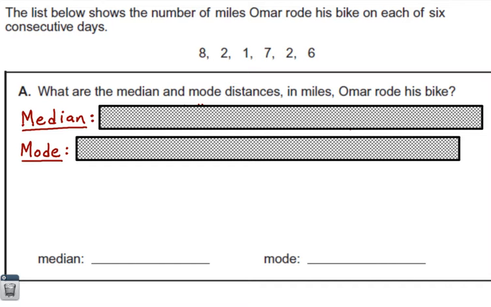Alright, so they merely give you a list of six different days. On 6 different days, Omar went for a bike ride, and this was a number of miles. So 8 miles one day, 2 miles, 1 mile, 7 miles, 2 miles, 6 miles. And the first question asks, what are the median and mode distances in miles Omar rode his bike?